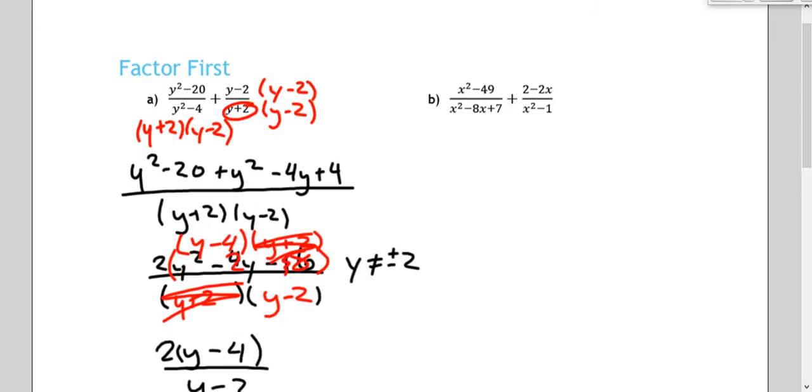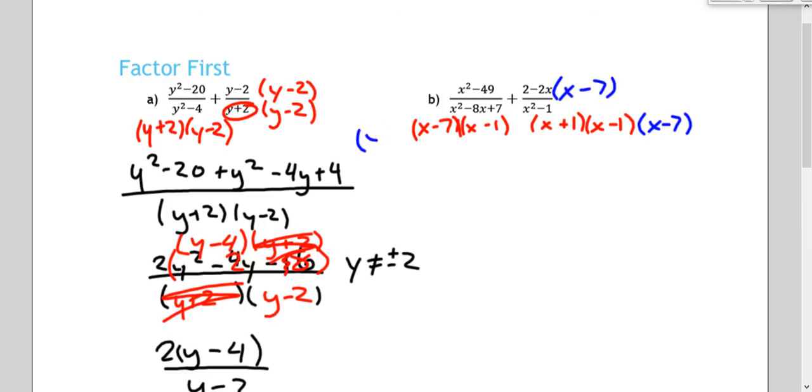Next one, factor out the bottoms first. So our bottom factors down into x minus 7 and x plus, no, I'm running out of room again. So then that should be x minus 7, x minus 1. This is x plus 1, x minus 1. And then this guy is missing an x minus 7. And this guy is missing an x plus 1.